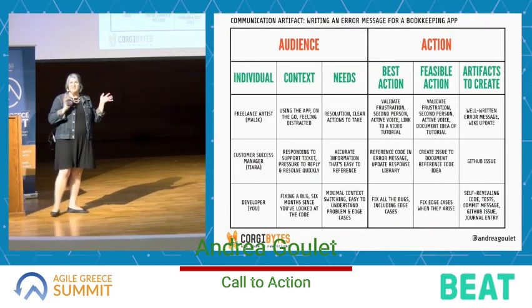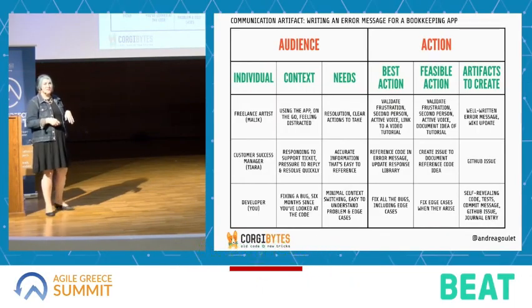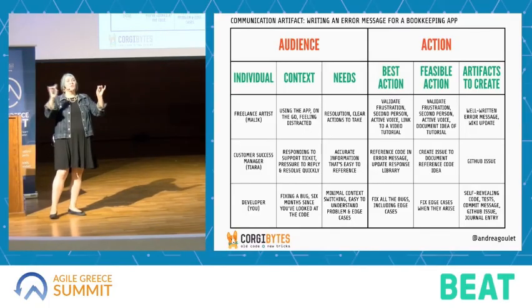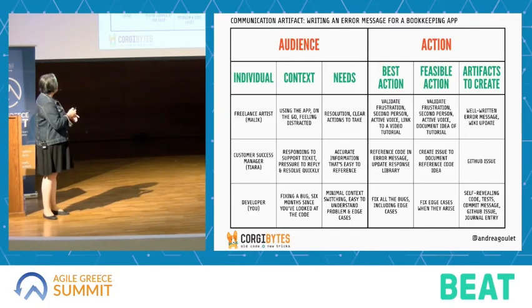So here's kind of a chart. I know that the stuff's hard to read, but if you wanted to practice, to think through, you can look at audience, action, and then all of these different things. So here are the individuals. This might be a freelance artist, right? But he's using the app. He's on the go. He's not at his mobile computer because he's meeting with clients all the time.